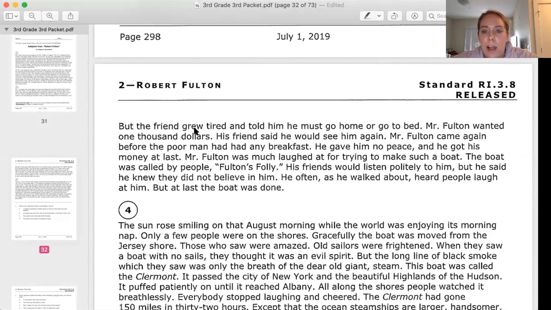Mr. Fulton was much laughed at for trying to make such a boat. The boat was called by people Fulton's Folly. His friends would listen politely to him, but he said he knew they did not believe in him. He often, as he walked about, heard people laugh at him, but at last the boat was done.